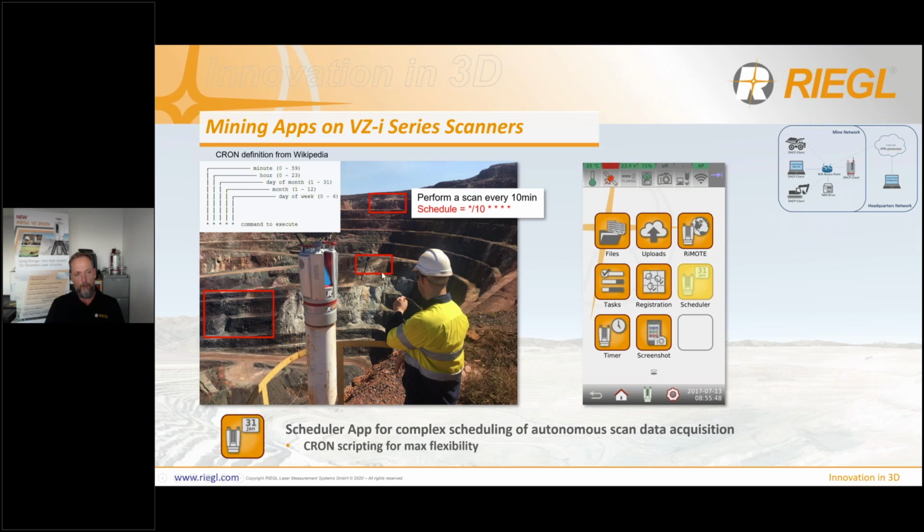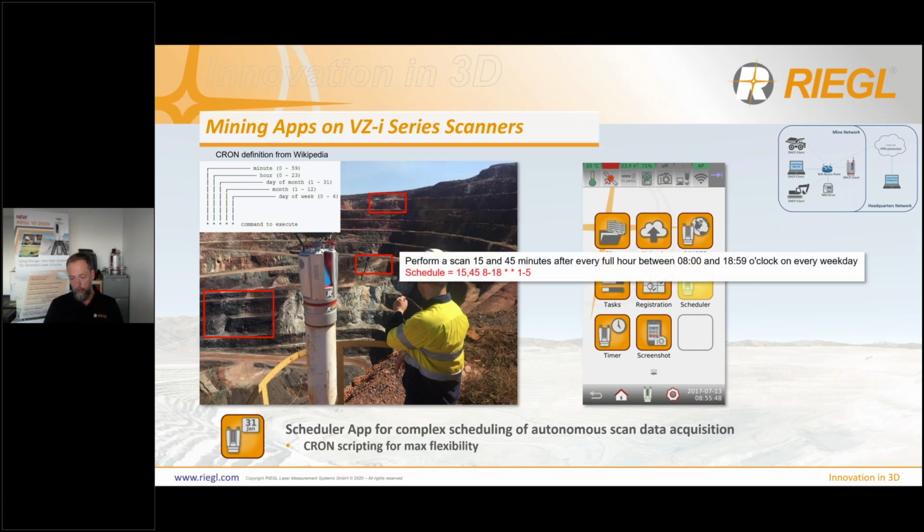For this area, we want to have a very complex schedule. We want to scan every 15 minutes and 45 minutes after the full hour on the day shift, between 8 and 7 o'clock in the evening, on weekdays. So it's simple again. For the minute, 15 and 45. For the hour, between 8 and 18, which means until 18:59. Then the next 2 entries we don't need. And for day of the week, we define 1, 2, 5. Again, a complex schedule with a simple syntax.